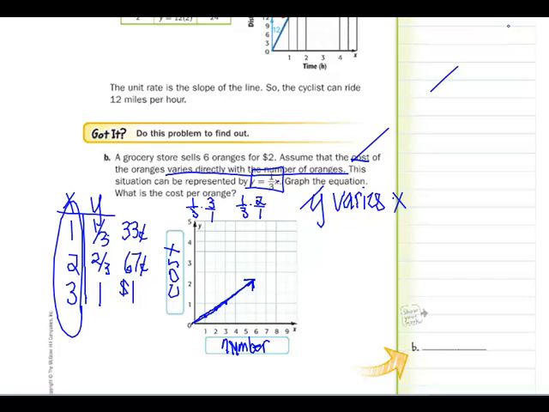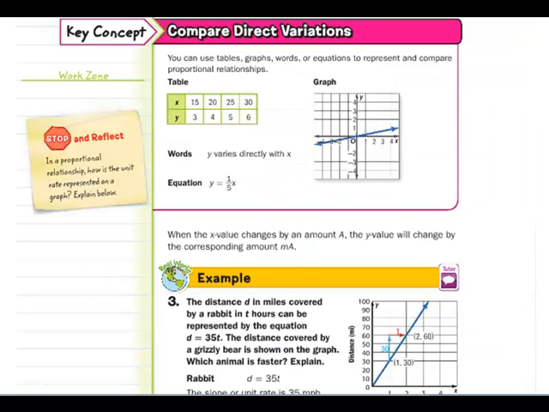Comparing direct variation is the next part. Okay, let's move on to comparing direct variations. Now, this is nothing more than comparing the slope or comparing the constant rate. All right, so let's look at example 3 right here. It says the distance d in miles covered by a rabbit in t hours can be represented by the equation. It gives it to you. So basically, when you talk about how fast this rabbit is, you're looking at 35.